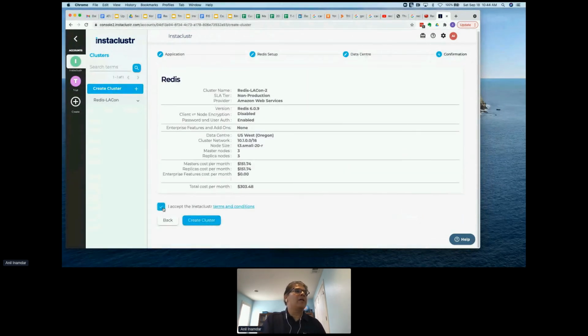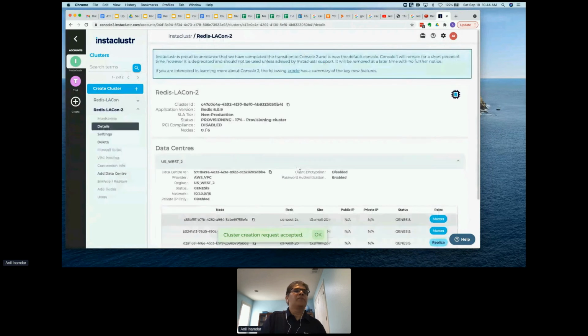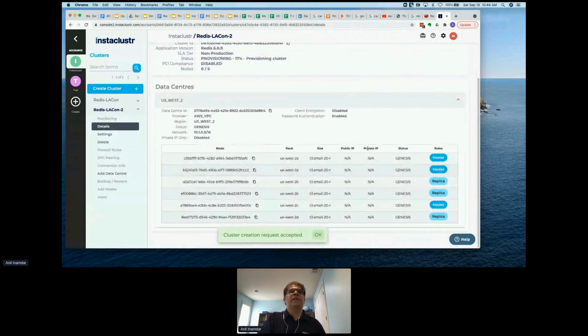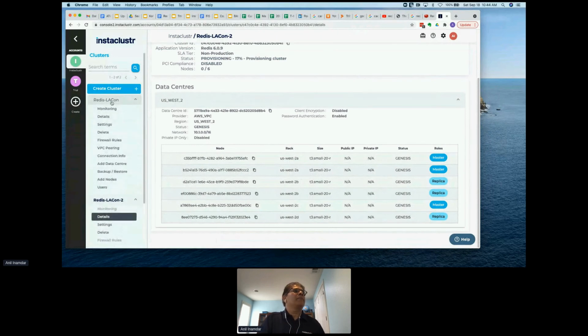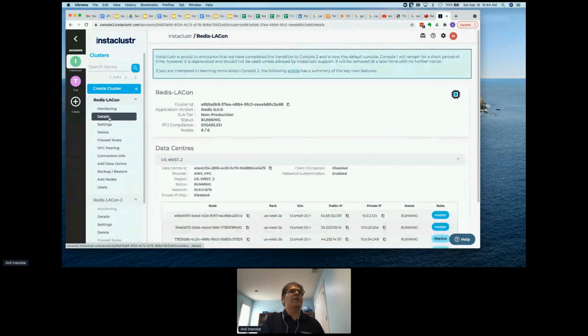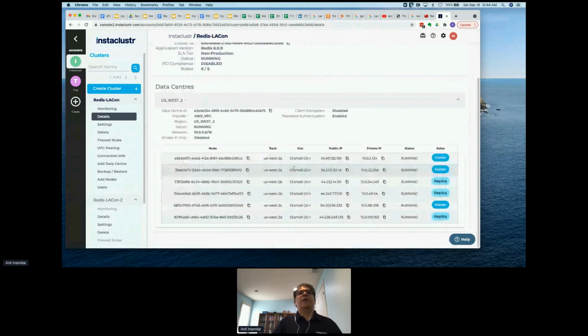Basically, if I say acknowledge and say create cluster, it'll start creating the cluster. Okay, and so I'm not going to wait. It has started creating the cluster. I'm not going to wait there and show you the existing cluster there. So this is the cluster that I created yesterday. So there are 3 master nodes, there are 3 replicas.